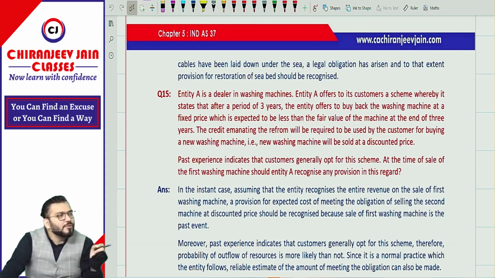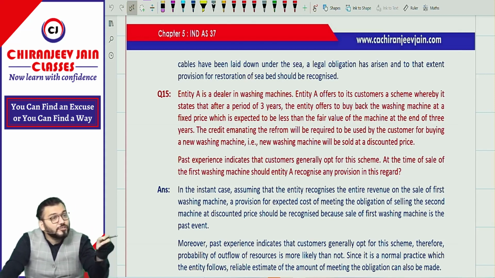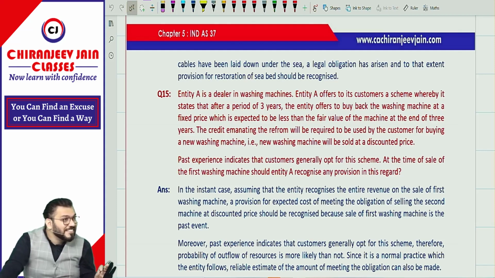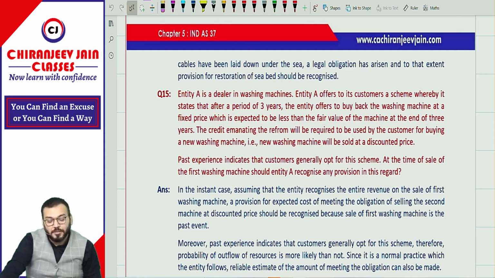So even if your answer is correct, there is a high chance you may get less than 50%. And when you are getting less than 50%, the probability of passing is less. Even though your answer may be correct, it is correct from your point of view, not from ICAI's point of view. This is the fact you need to understand. Correct? Okay.